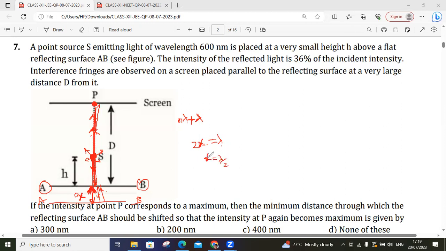Lambda is 600 nanometer. So our answer is 600 by 2, that is 300 nanometer. Okay. Question 7 is A. We'll go ahead.